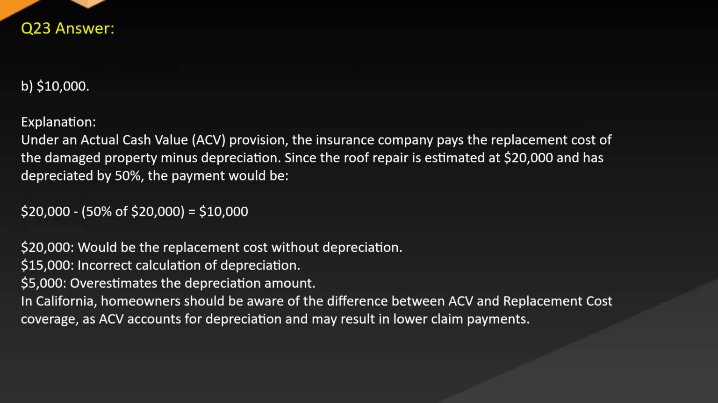Answer: B. $10,000. Explanation: Under an actual cash value provision, the insurance company pays the replacement cost of the damaged property minus depreciation. Since the roof repair is estimated at $20,000 and has depreciated by 50%, the payment would be $20,000 minus 50% of $20,000, which equals $10,000. $20,000 would be the replacement cost without depreciation. $15,000: incorrect calculation of depreciation. $5,000: overestimates the depreciation amount.